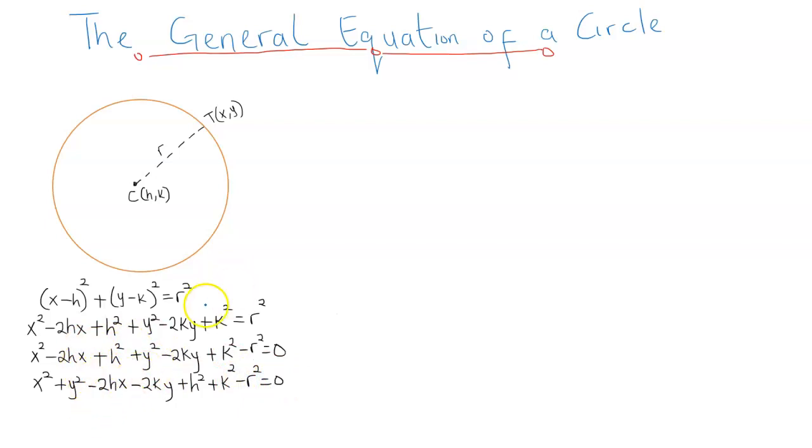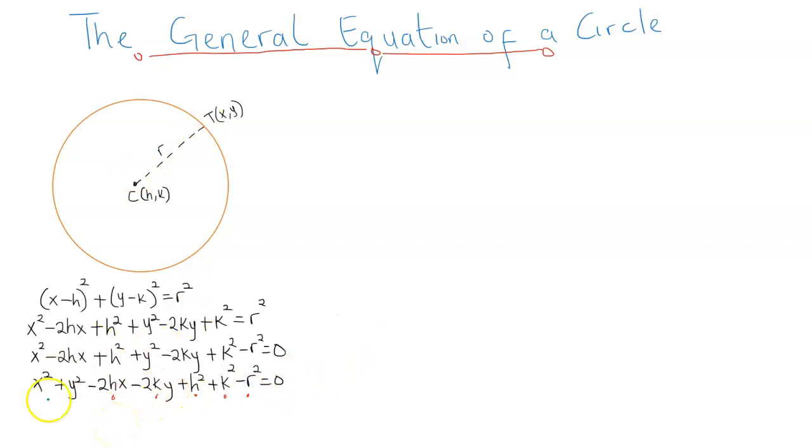Now, I can see that there are a number of constants in this equation. H is a constant, the x coordinate of the center. K is another constant, the y coordinate of the center of the circle. Of course, since h and k are constants, definitely h squared and k squared would also be constant. And we know that the radius is a number, it's also a constant. So these are the constants in this equation.